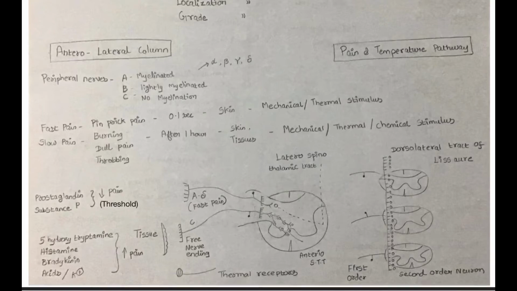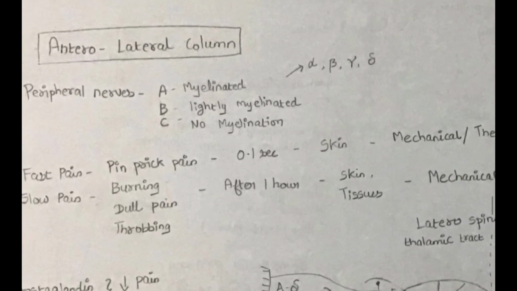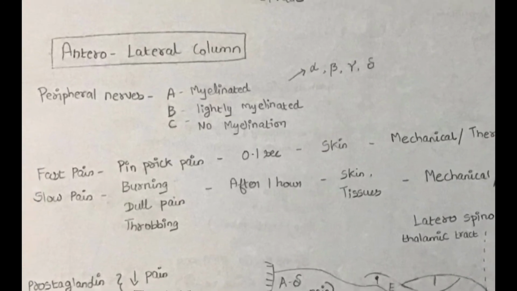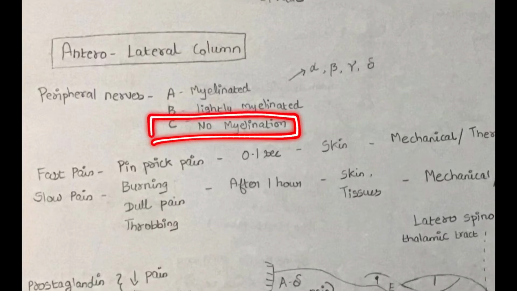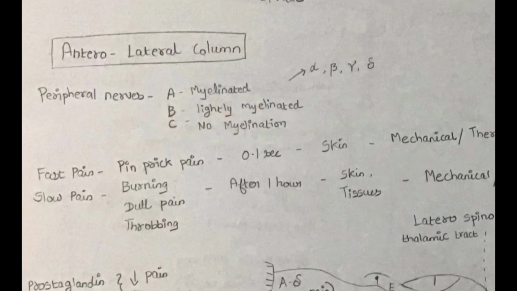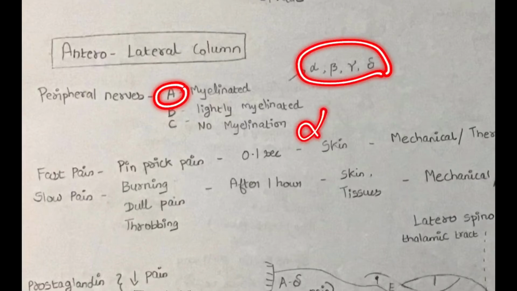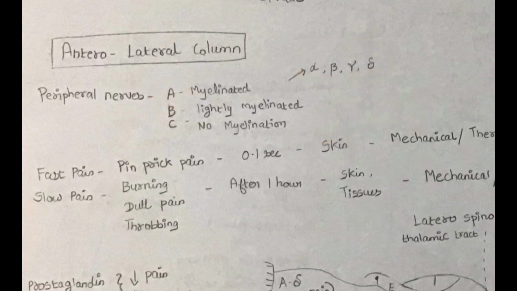We know that in peripheral nerves there are 3 types of fibers: A fibers, B fibers, and C fibers. The A fibers are highly myelinated, B fibers are lightly myelinated, and C fibers have no myelination. Please note that C fibers have no myelination. In the A type, which is myelinated, you have 4 subtypes: alpha, beta, gamma, and delta fibers.